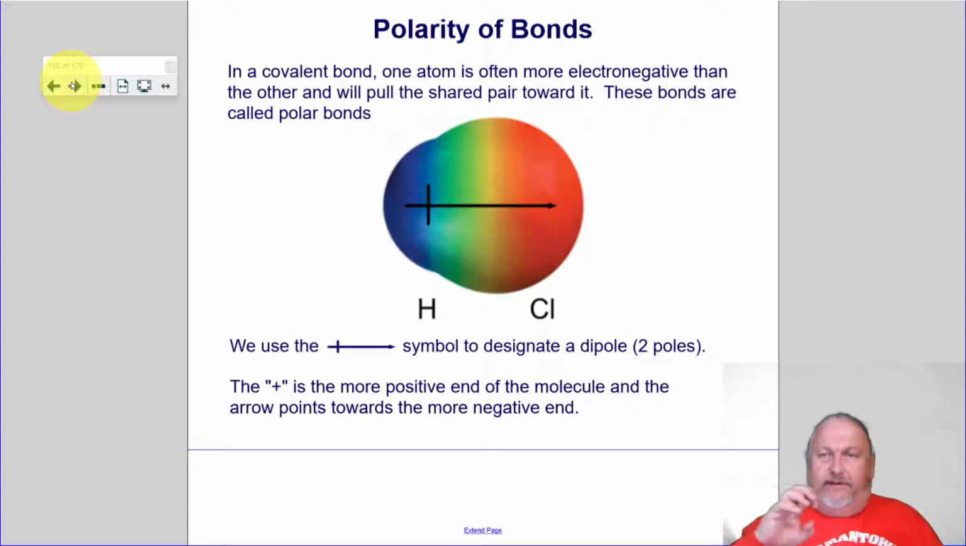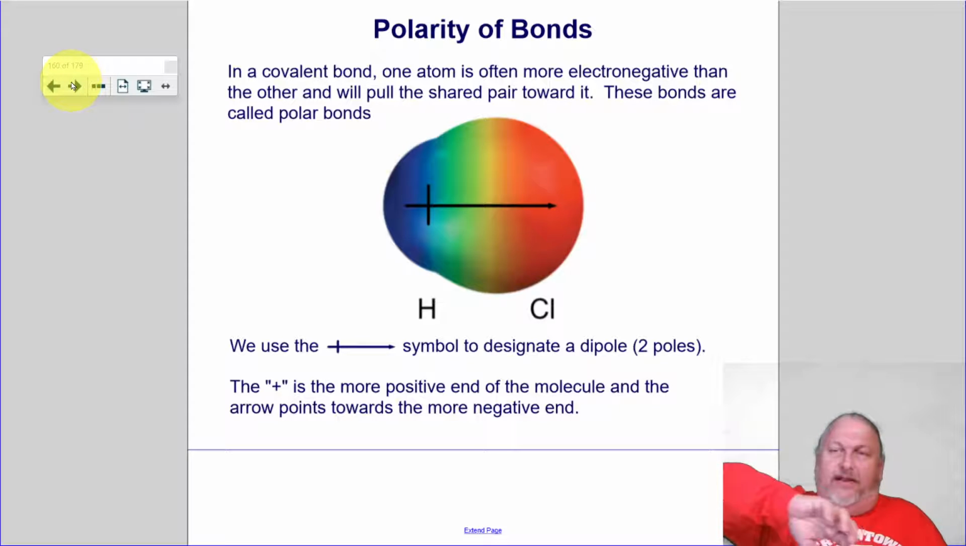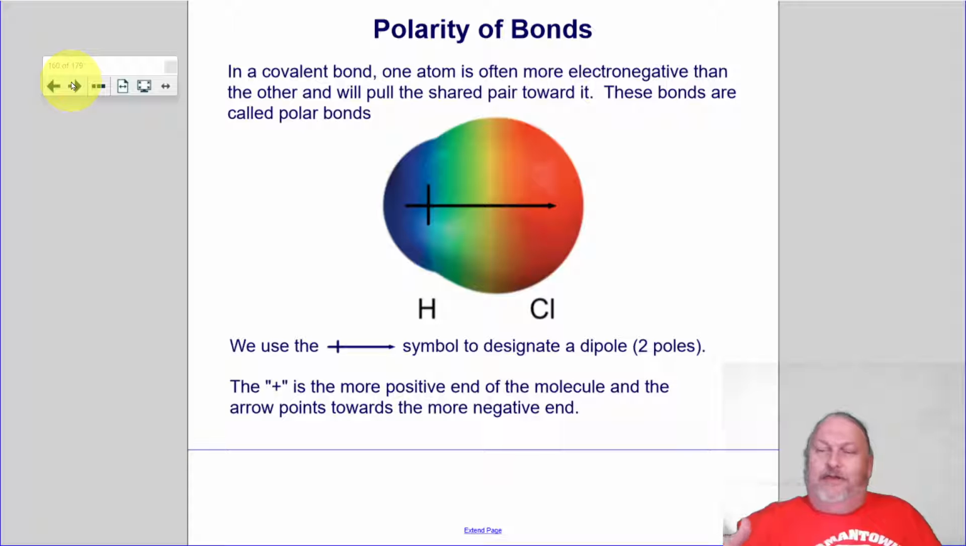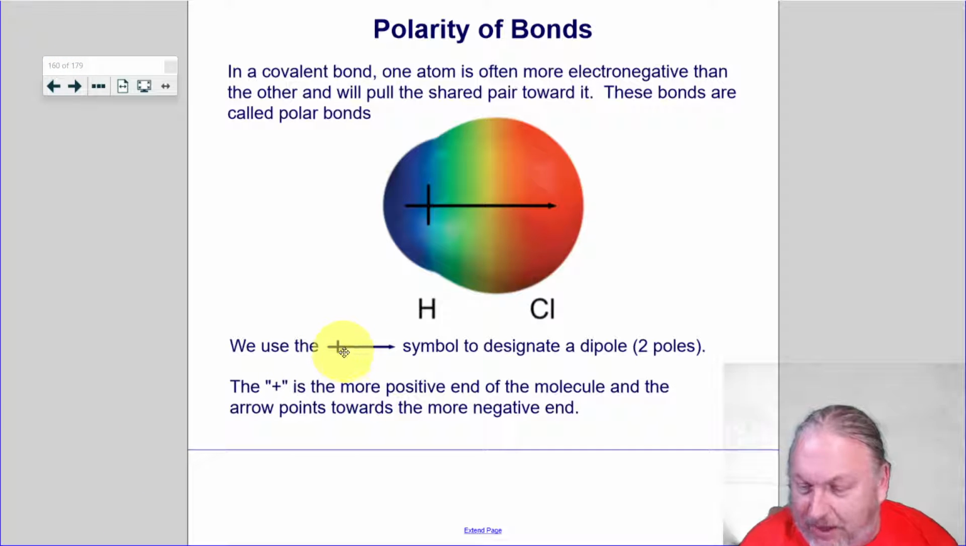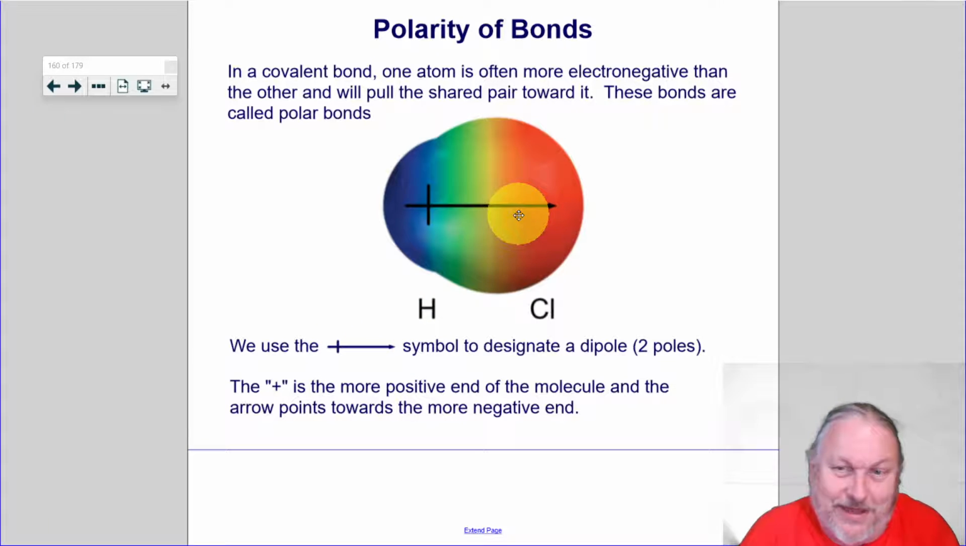The higher the electronegativity, the bigger the difference, the more the electrons will hang out around the higher electronegativity atom. It's going to pull them more because it really likes electrons. We call these polar bonds because they have a slightly positive end and a slightly negative end, where the electrons like to hang out. We call this a dipole, because there are two poles, a positive end and a negative end. We symbolize this with a little arrow: the plus marks the more positive end, and the arrow points to the negative end.